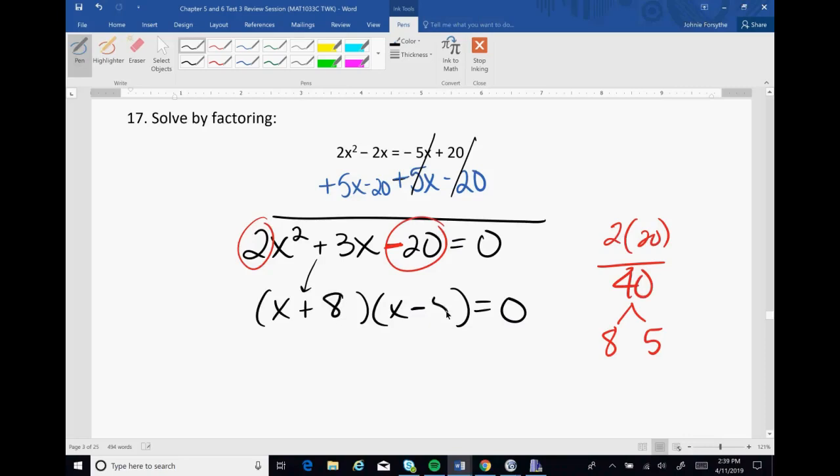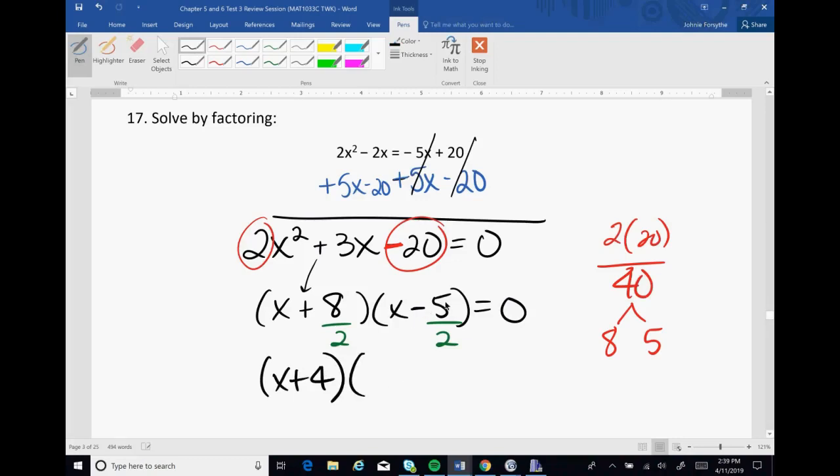So 8 and then 5. Now, we have to take our A, which is 2, and divide it like this. And then simplify, and then if you still have a fraction, we're going to slide that denominator to the front. So for example here, 8 over 2 can be reduced to 4. So that's going to be x plus 4.